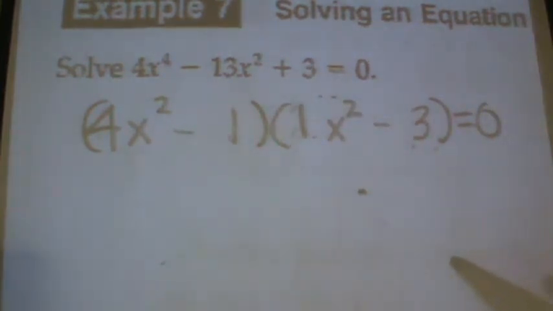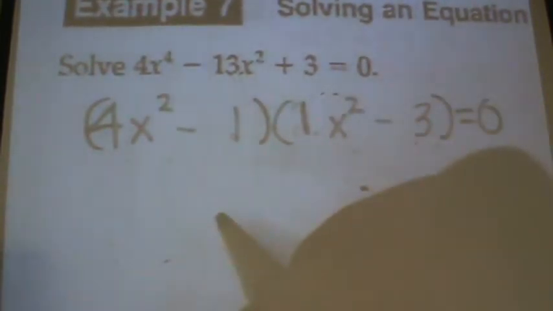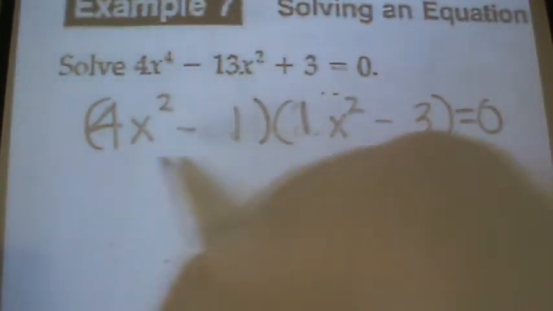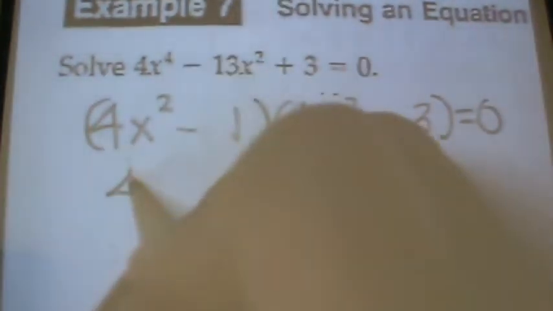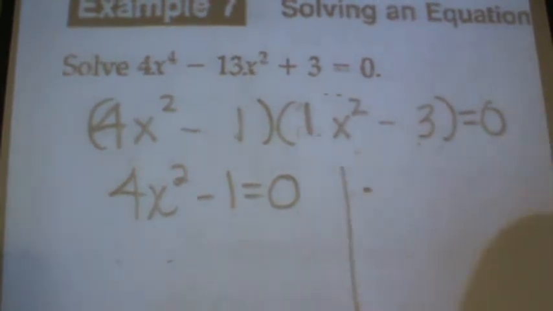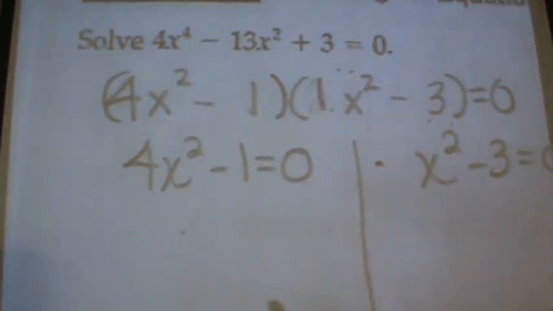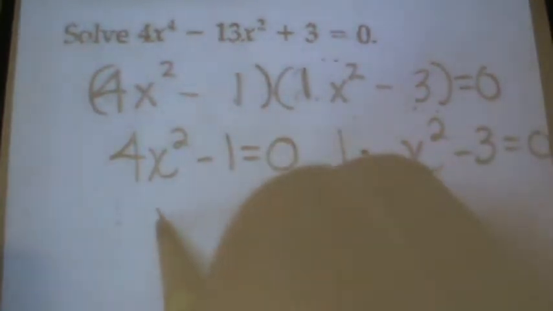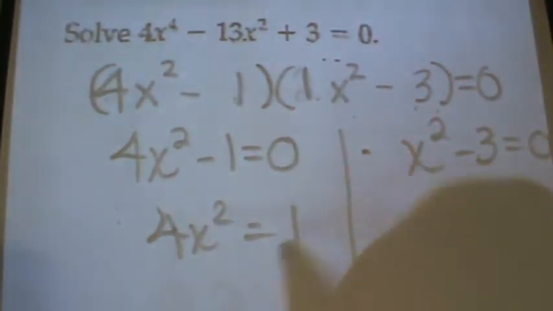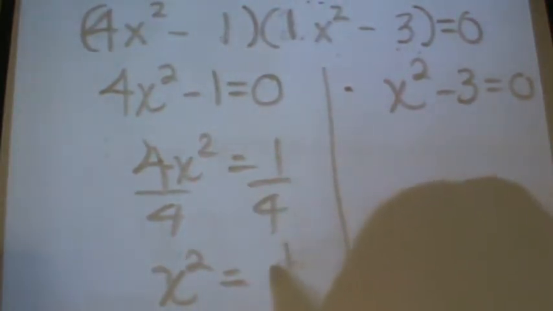Do you remember what to do from here? Set each of these binomials equal to 0, and do what? Okay, so help me out. What do I do? Add 1, and divide by 4, and square root.